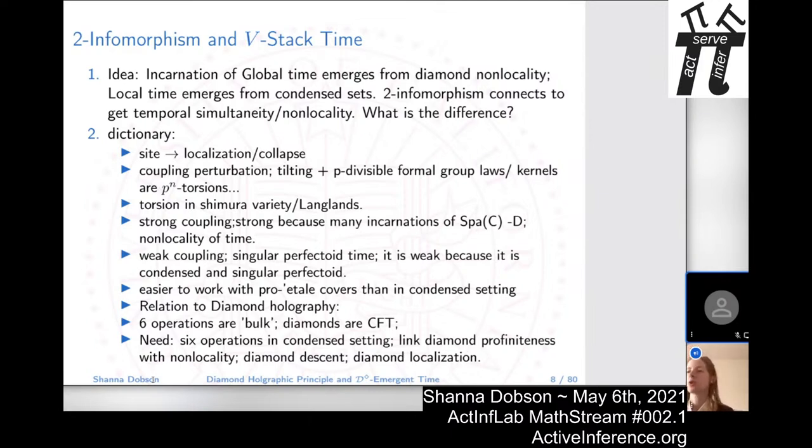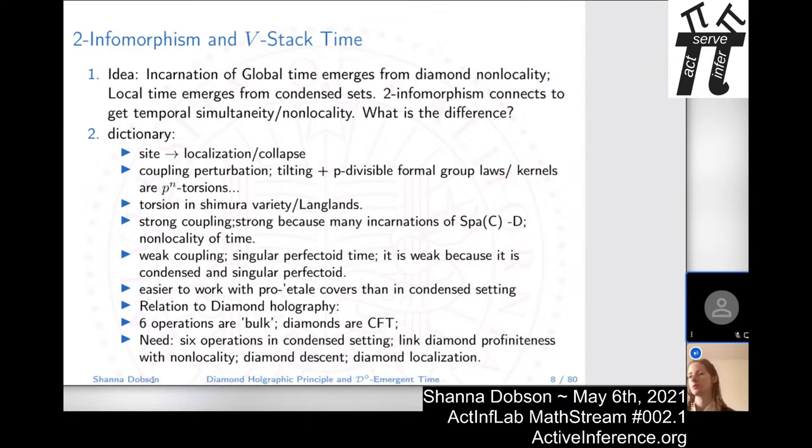Strong coupling, maybe it's strong. Maybe in the diamond, we could say strong coupling is on the diamond side of the holography because there are many incarnations of these covers, SPA, CD. I'll go into this a little bit later, just trying to put the ideas up front. Weak coupling, right? So maybe you can do perturbation phenomena in the condensed setting, in the interior, so maybe that's in the singular perfectoid time. It's weak because it's condensed. Maybe it's easier to work with pro-étale covers than in the condensed setting.